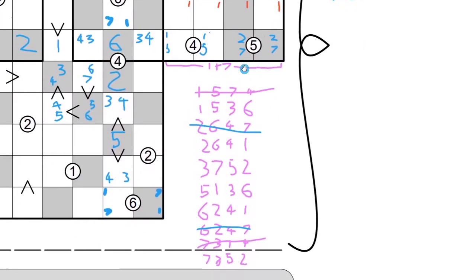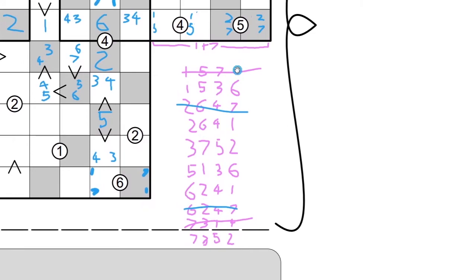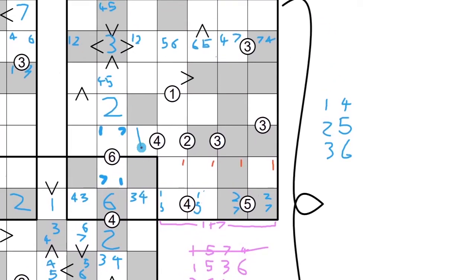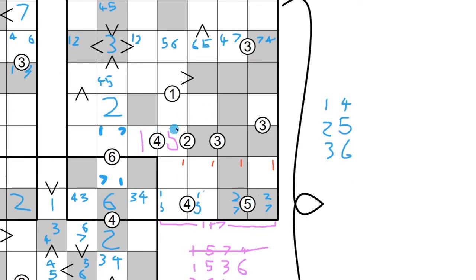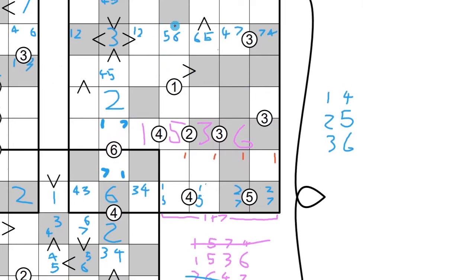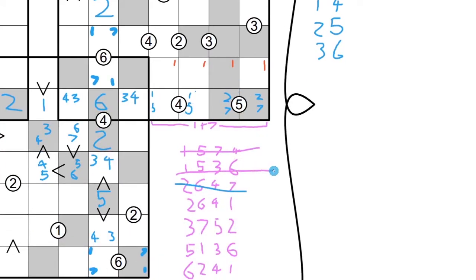So how many options of this have we got left? 1, 2, 3, 4, 5, 6. Are there any that don't work for any reason? Should we throw some in? 1, 5, 3, 6. What would it do? It would make that a 6, that a 5. It would make that a 1 and that a 5, which clashes. So that doesn't work. 1, 5, 3, 6 does not work.